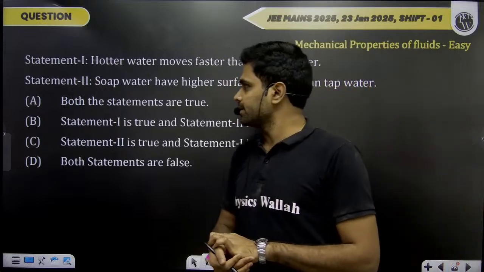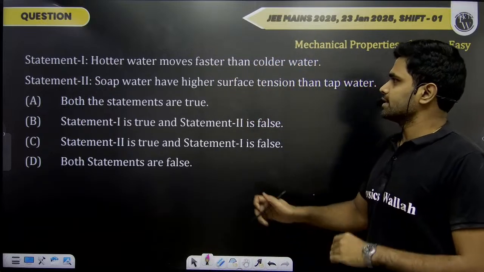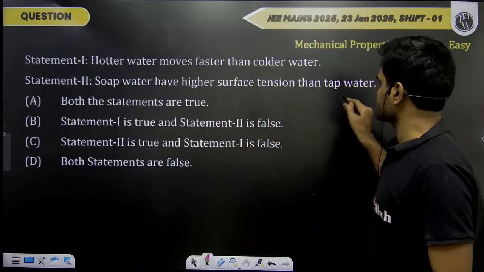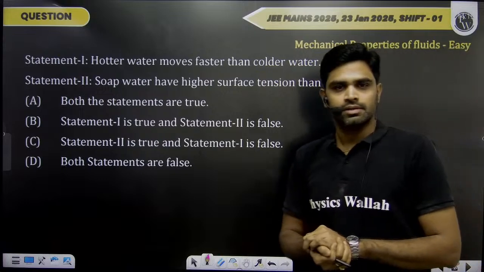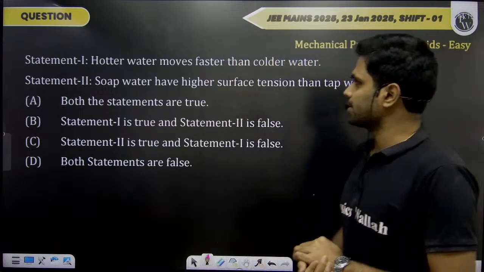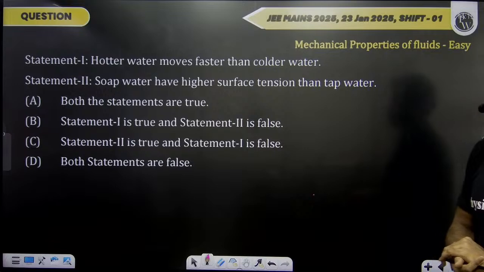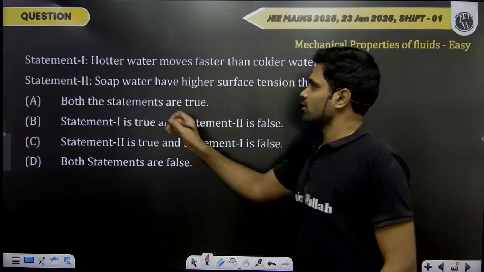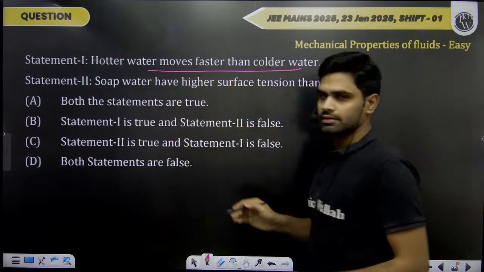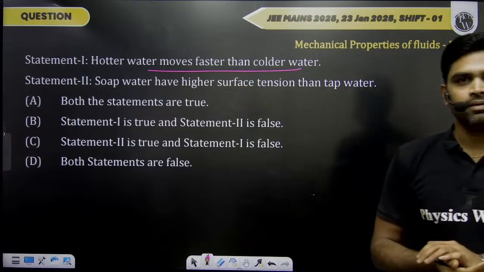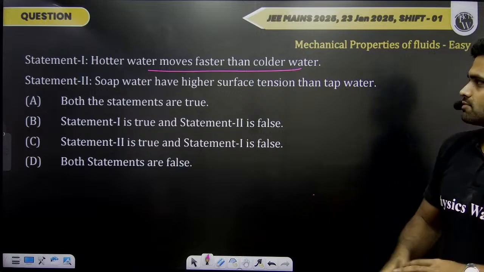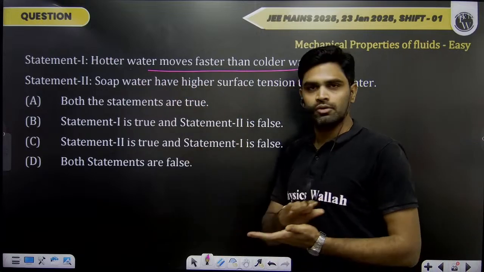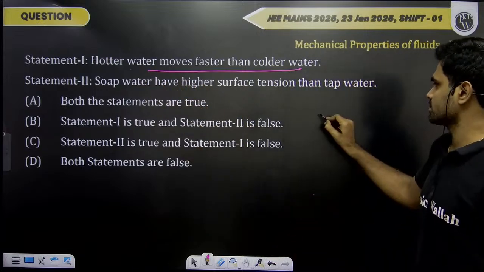And the second statement says that soap water has higher surface tension than normal water. First, let us look at statement 1. Actually, they are independent statements. First statement: hot water moves faster than cold water. This is a correct statement because the viscosity of hot water is less than cold water. As viscosity is less, the hot water will move faster.